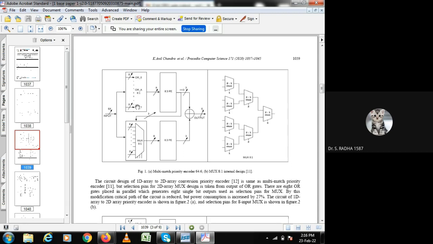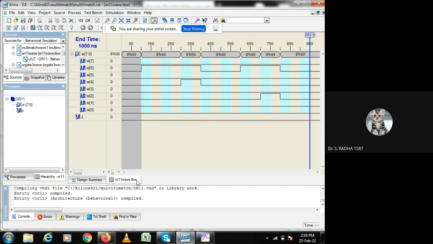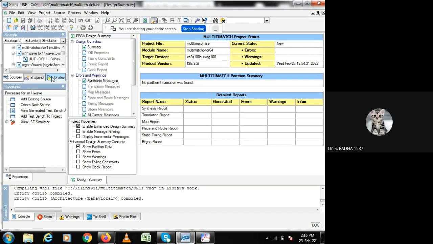Then a combination of OR0 to OR7. You can see here each OR gate should have 8 bits input, like that 8 OR gates together we have to see. And that I tried.